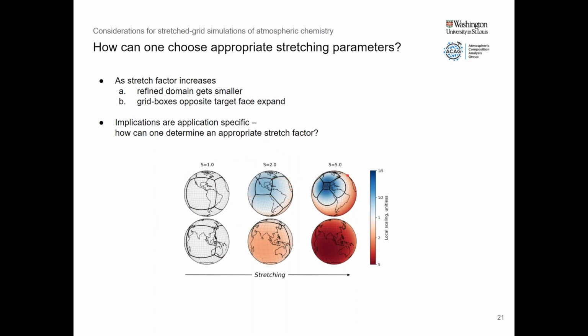The first is that as you go to a higher stretch factor, the target face, which is where the refinement is, gets narrower. And so we want to keep this in mind because you want to make sure that you don't pick a stretch factor that's so high that your refinement isn't actually covering the domain that you're studying. And then the second feature is that on the opposite side, the grid boxes expand just as much as they're shrinking in the target area. And this is, of course, important for chemistry simulations because you want to make sure that this backside doesn't get coarser than is suitable for your application.